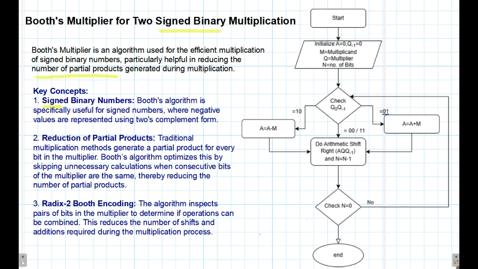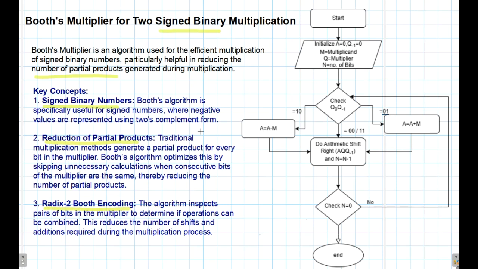So what are signed numbers? Signed binary numbers are the numbers whose most significant bit is 1. Booth multiplier algorithm reduces the number of partial products. It uses radix-2 Booth encoding style.